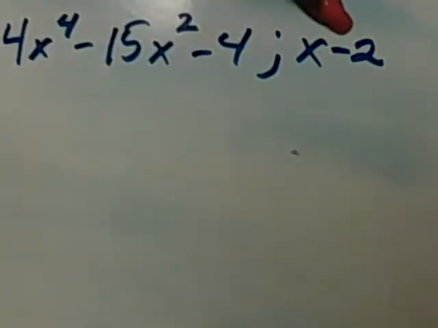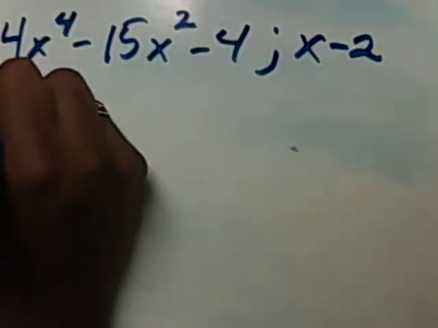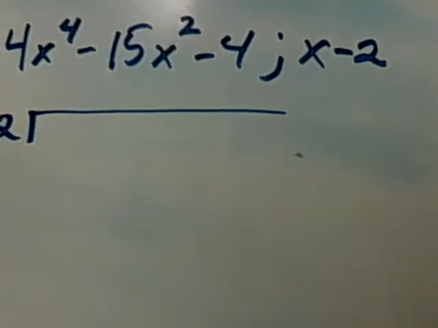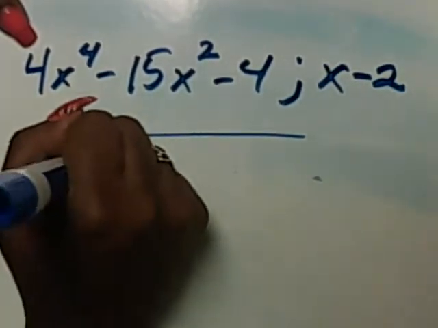But again, you know you're going to solve that. x minus 2 equals 0. Add 2 to both sides, x equals 2. So you're going to put 2 on the outside. And then you're going to list your numbers on the inside. Now this is x to the 4th. So my first coefficient is here.